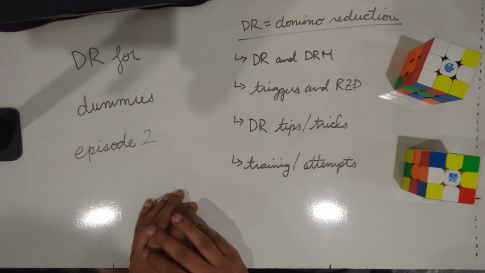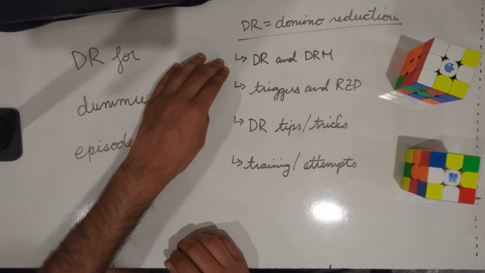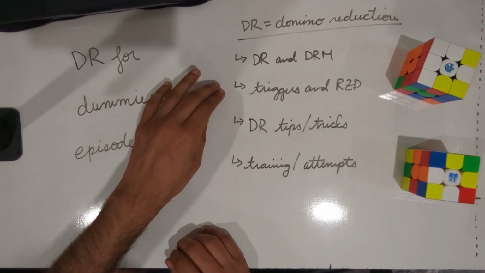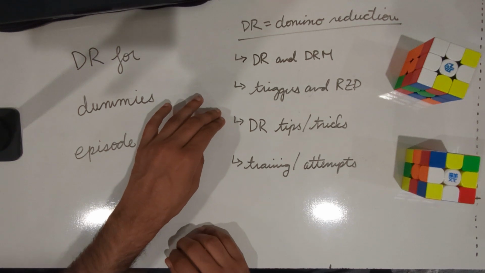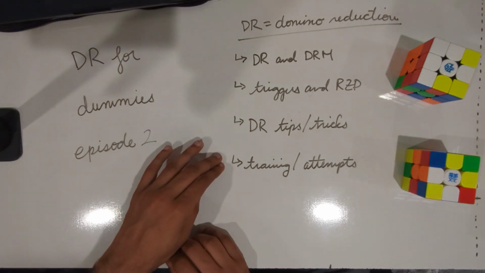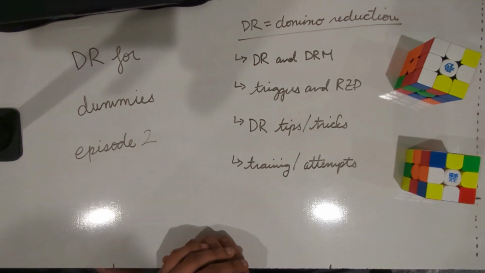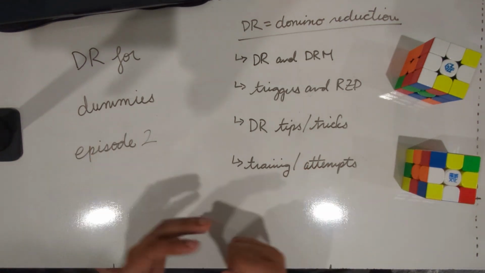Anyway, here's the agenda. We're going to start by discussing what DR is and DRM. Then I'll go into the concept of triggers and RZP, and talk about tips, things to keep in mind when getting to DR, and finally how to train and what to do in attempts both at home and officially. With that said, let's dive right into DR.